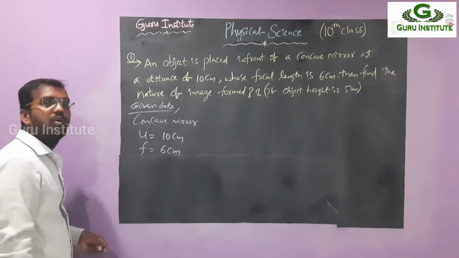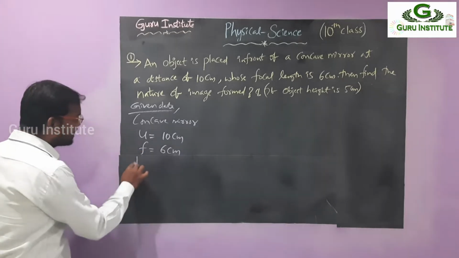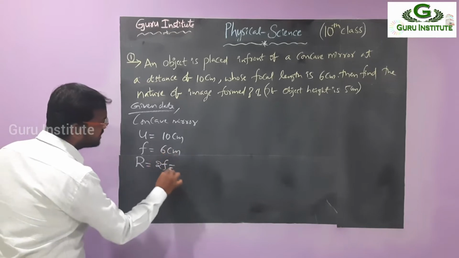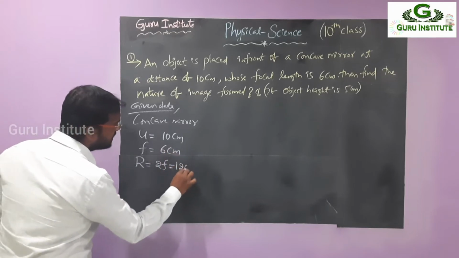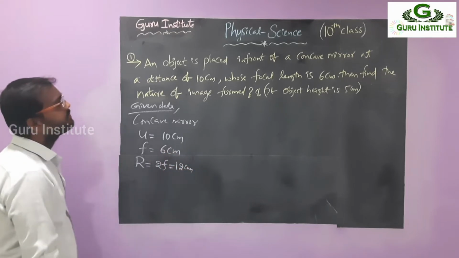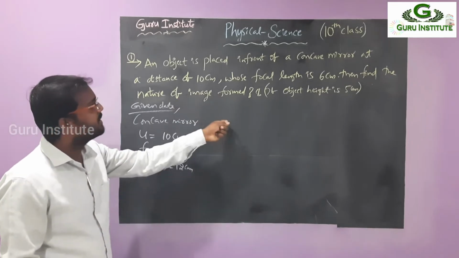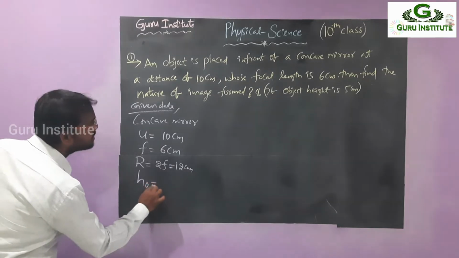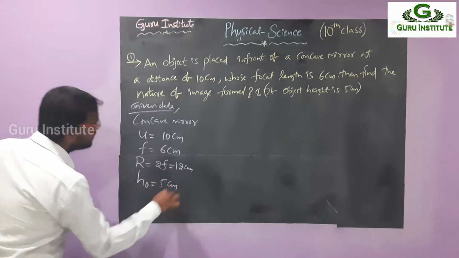Whenever you know the focal length, automatically you have to take the radius of curvature also. R is equal to 2f. So 2f means 2 into 6, 2 sixes are 12 centimeter. Next, find the nature of image formed if the object height is 5 centimeter. Object height is how much? h0 is equal to 5 centimeter.